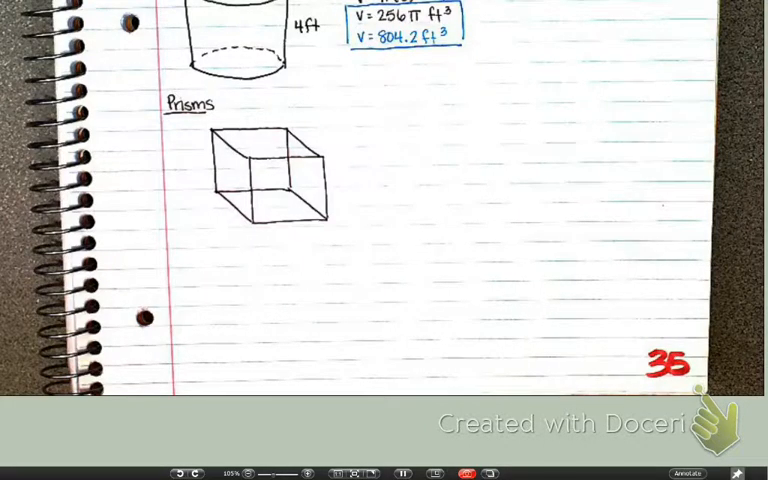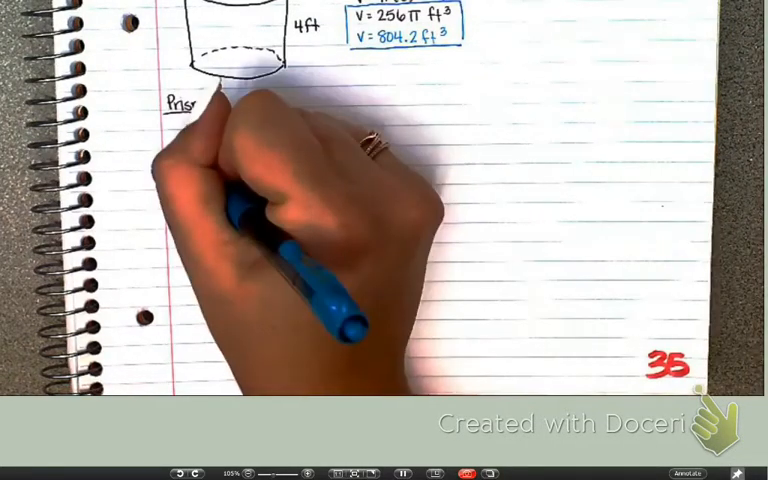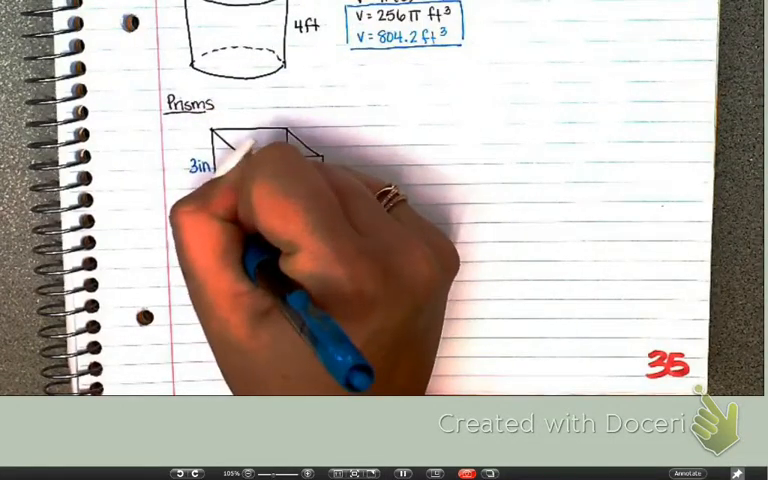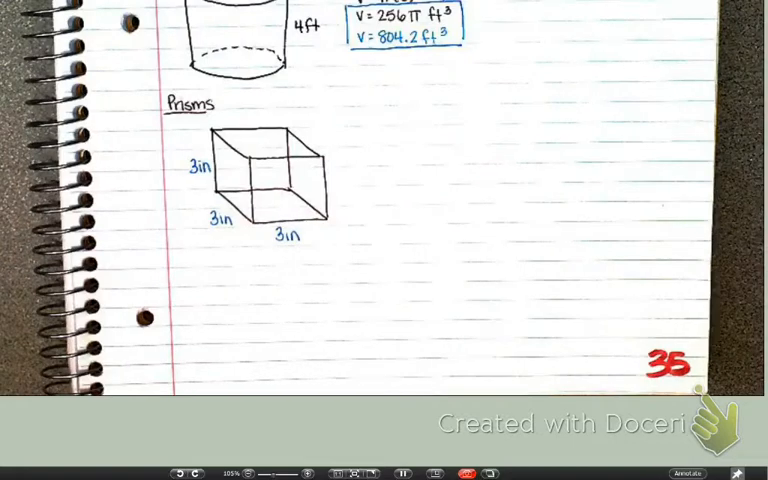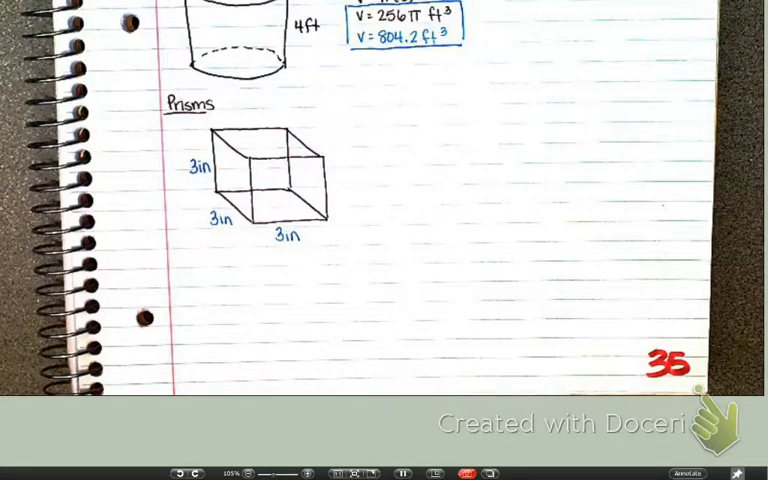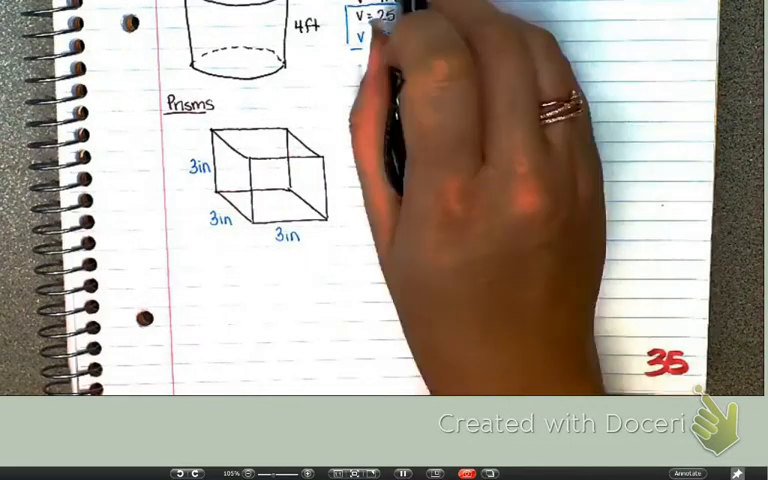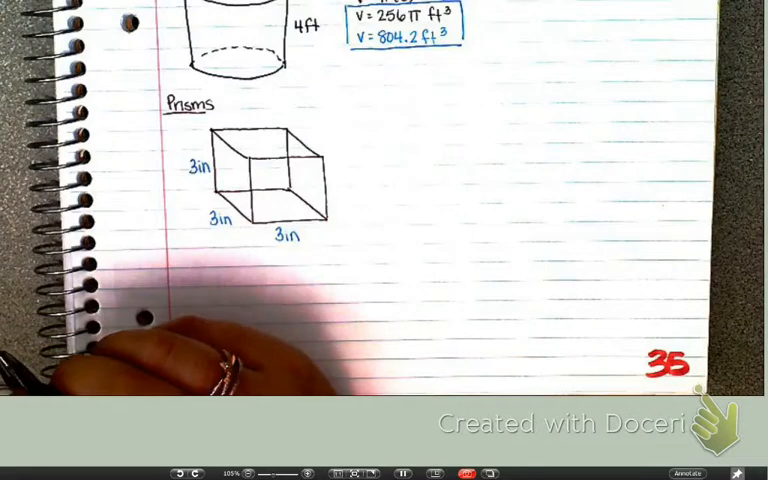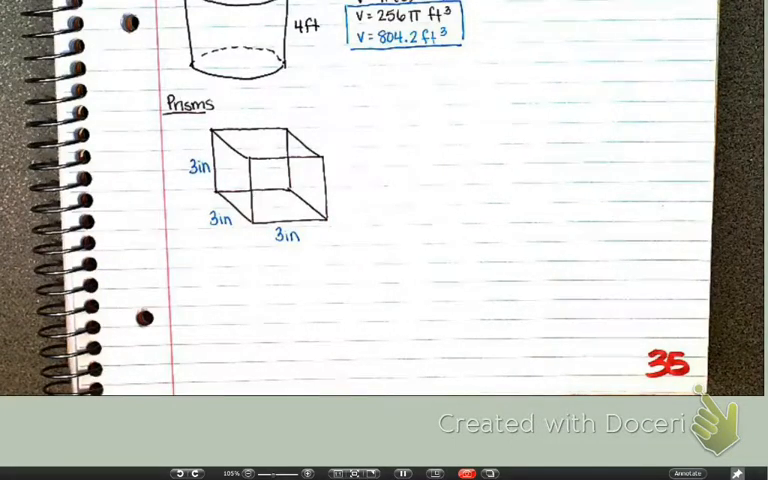I am not going to require you to draw these on your homework and on the test, but you should know what the shape looks like, and we're drawing the basic ones today, okay? So our box has side lengths of 3 inches, 3 inches, and 3 inches. We're using the exact same formula, so it's base area times the height. What is the shape of this box? A square. Okay, the shape of the box is a square.